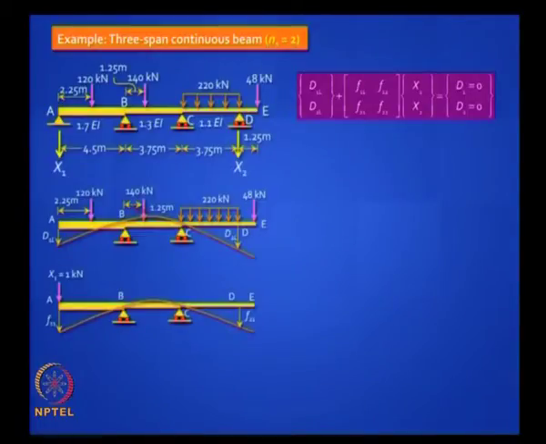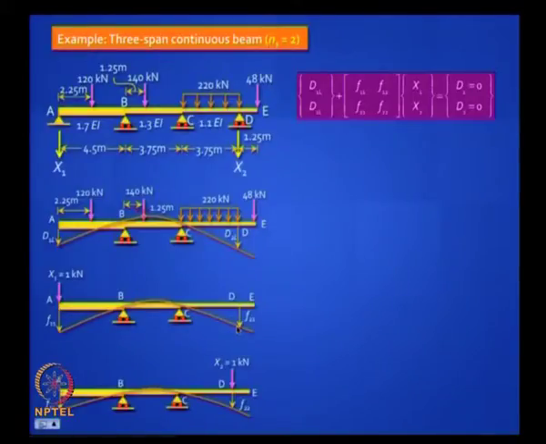So in the first case you apply x1 equal to 1, and incidentally when you do that, this deflection that you get here is F11 and the one that you get here is F21, and you can do the same with x2 equal to 1, and you have to now solve and get the equation.